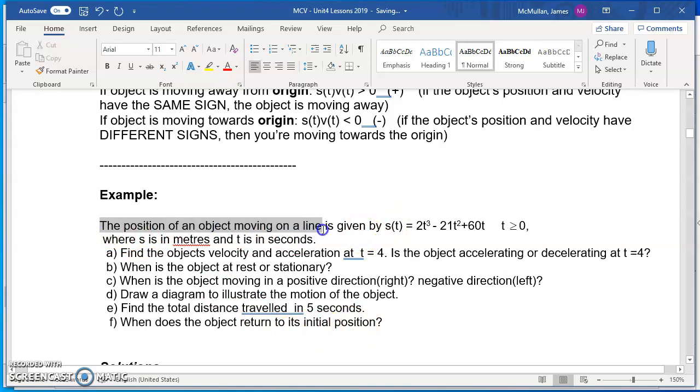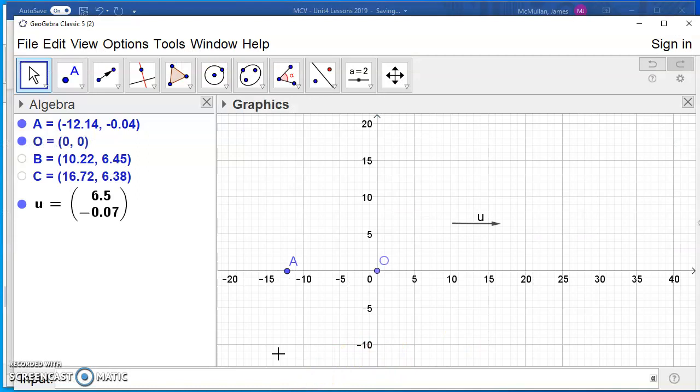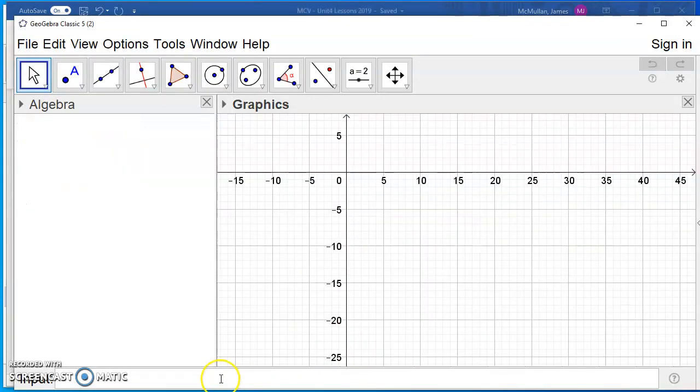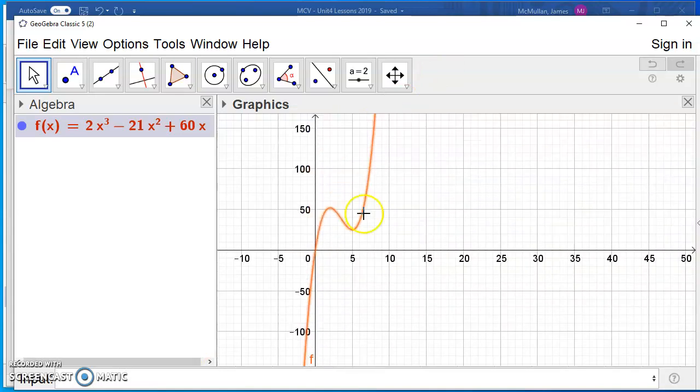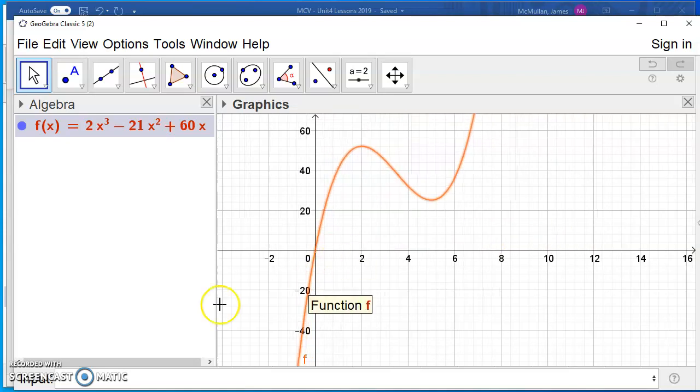So it says the position of an object moving on a line is given by such and such function, and then we've got to do a couple things with it. So 2t cubed minus 21t squared plus 60t. So let's do this. So 2x cubed minus 21x squared plus 60x. Okay, so we got something like this. Okay, so you can see the object is going to rapidly move away, and then turn around and come back for a little bit, and then turn around and move away again.